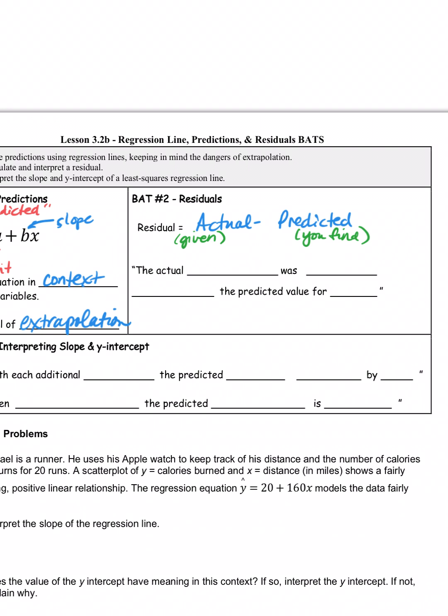So then here's the interpretation. The actual response variable in context, right? So the actual fall of Barbie was whatever the residual is, 1.574 centimeters, above or below here, the predicted value for x equals whatever it is we plugged in.